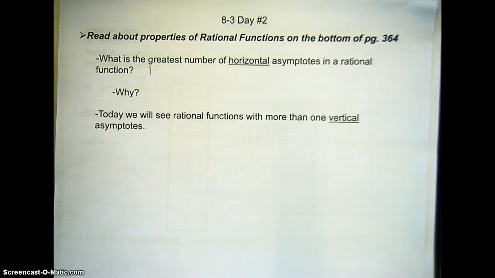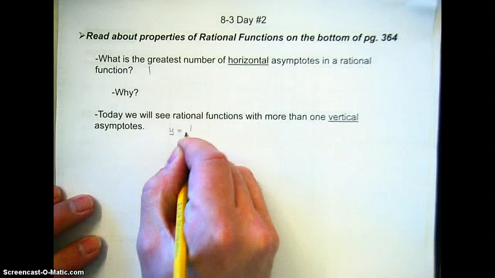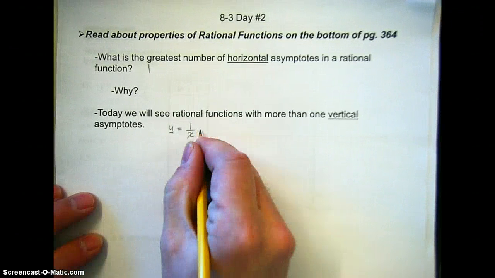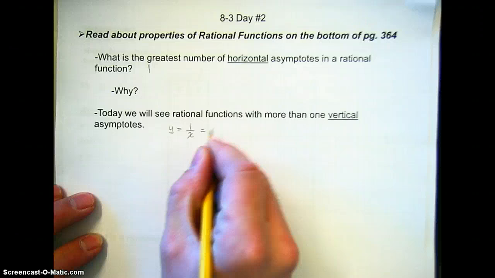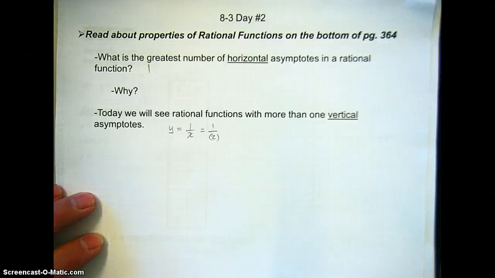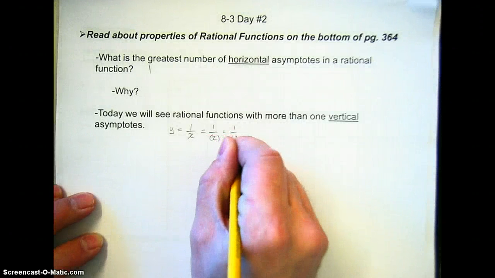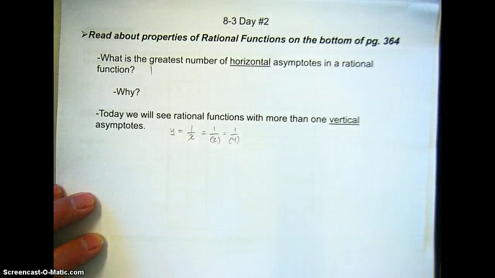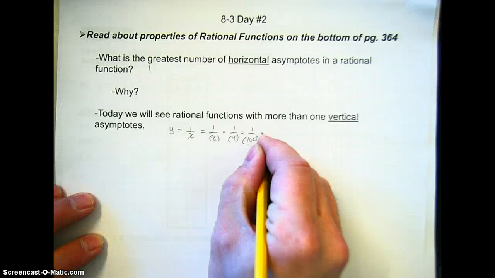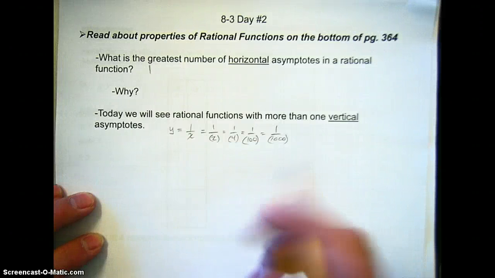Okay, well let's take a look. Say we have y equals 1 over x. Let's pick some values for x. Let's put in 1/2, and we get y equals 2. Let's put in 2, we get y equals 1/2. Put in 4, y equals 1/4. Put in 100 or 1,000. What are we getting very close to? 0. We're getting very close to 0.